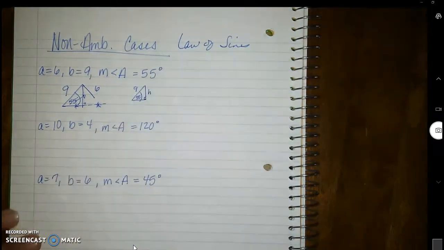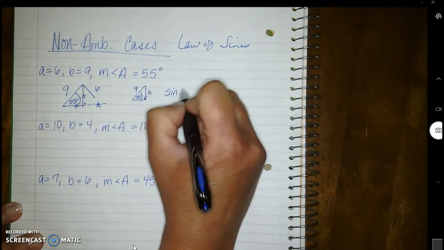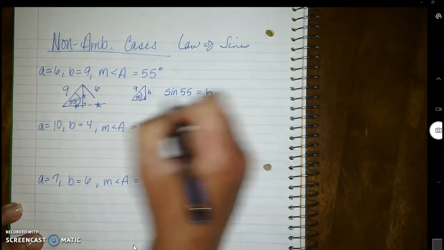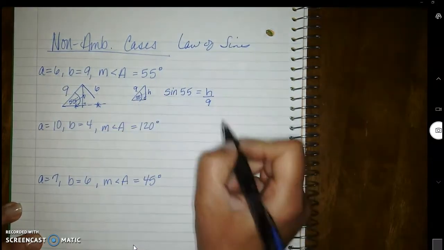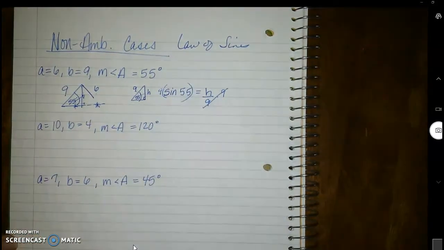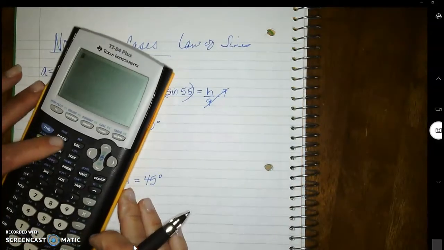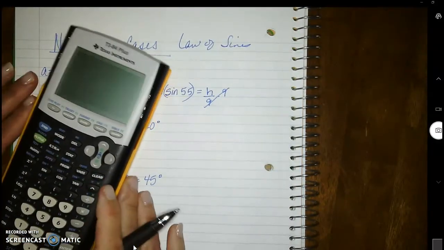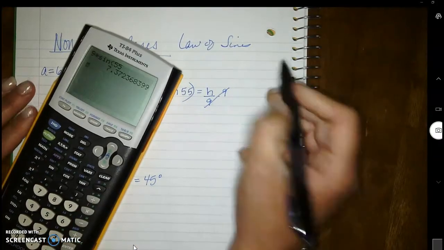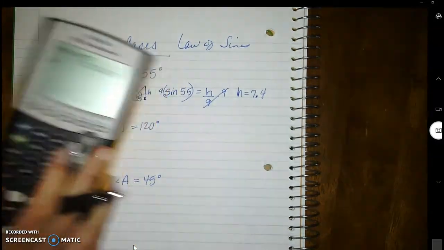And I know that this side is 9, so I'm going to use SOHCAHTOA to get there. So the sine of 55 degrees is going to equal opposite over hypotenuse, so h over 9. And I'm just going to multiply by 9 and see what I get. So let's go turn my calculator on. I'm going to check to make sure I'm in degree mode again. And I'm doing 9 times the sine of 55. And I get 7.4, if I round to the nearest tenth.